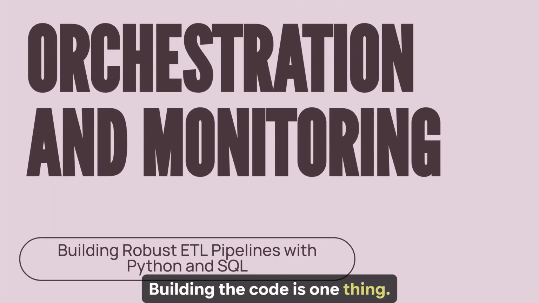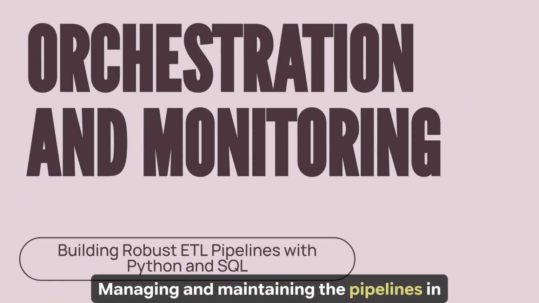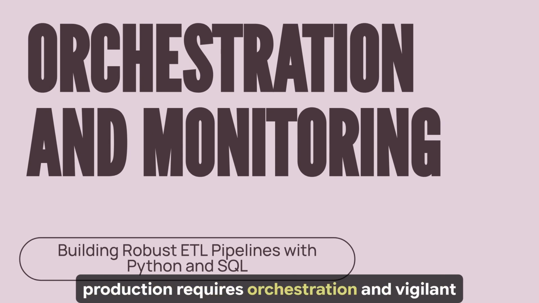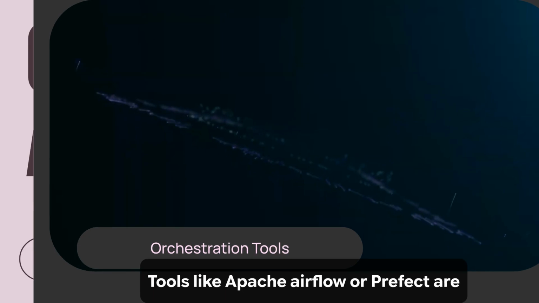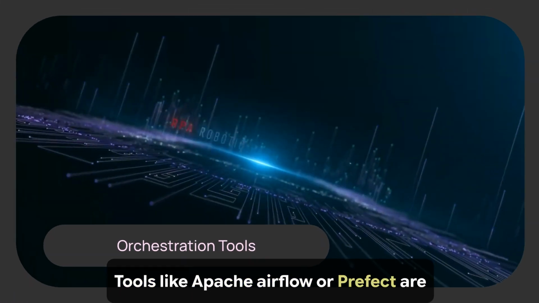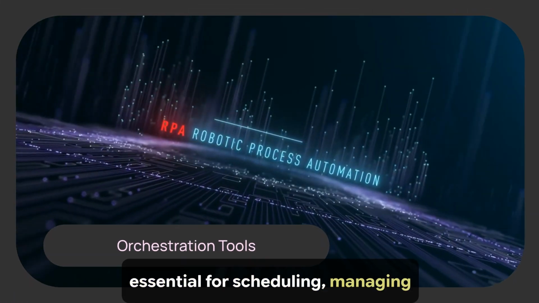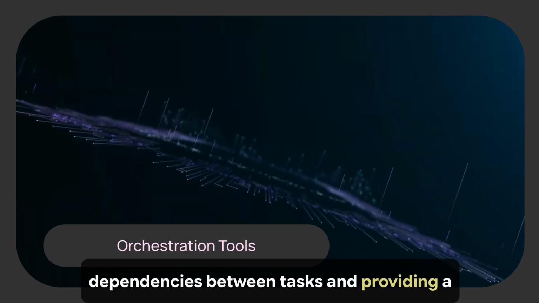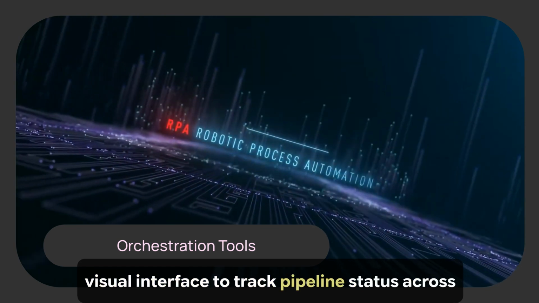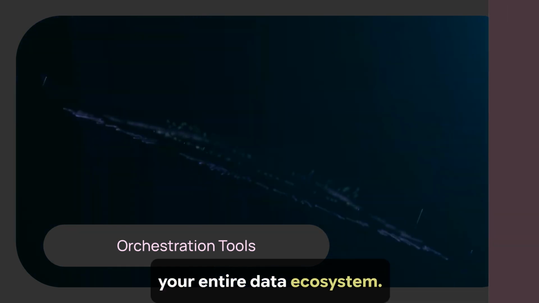Building the code is one thing. Managing and maintaining the pipelines in production requires orchestration and vigilant monitoring. Tools like Apache Airflow or Prefect are essential for scheduling, managing dependencies between tasks, and providing a visual interface to track pipeline status across your entire data ecosystem.